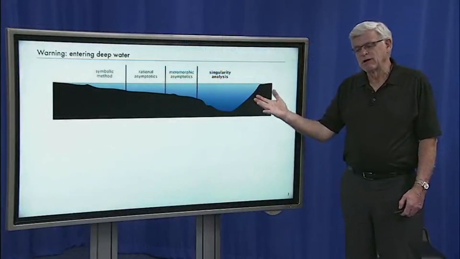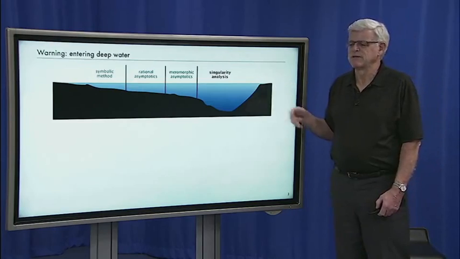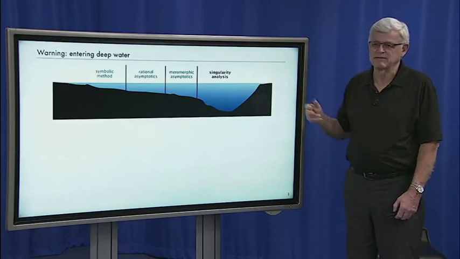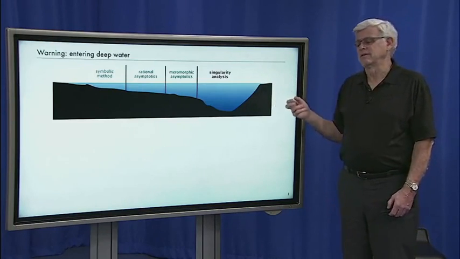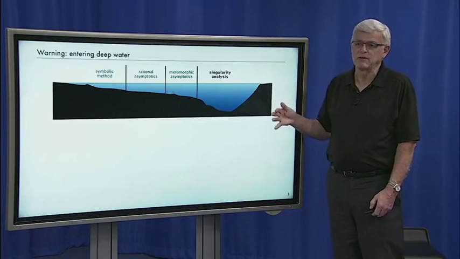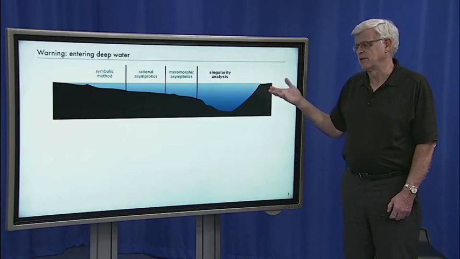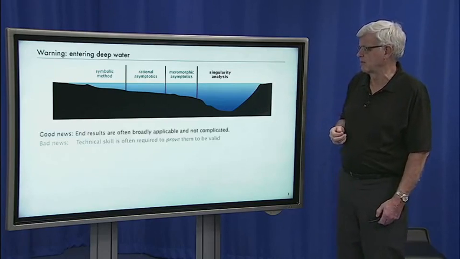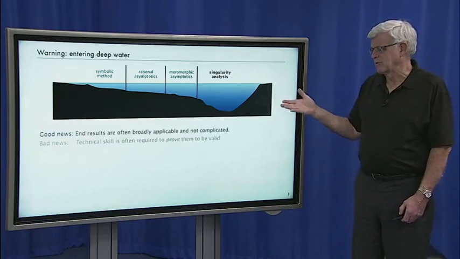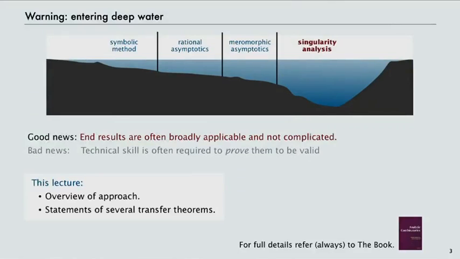But again, even though we're getting into deep water, I promise, as at the end of the lecture on meromorphic asymptotics, that our end result is a set of very broadly applicable schema that are really not all that difficult to apply to a big fraction of the kinds of generating function equations that arise. So the end results really are not necessarily all that complicated, but in order to prove these results to be valid, sometimes there's some technical skill needed.